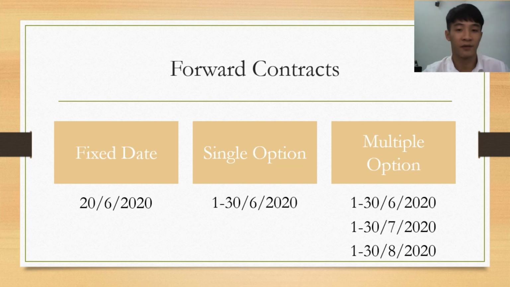There are three types of forward contracts, namely fixed date forward contract, single option, and multiple option forward contracts. For fixed date, we know they have a fixed date to deliver the currency. With a single option, you have a single period, and you can choose any date in the period to deliver the currency. With multiple options, you will have multiple periods of dates to deliver your currency.